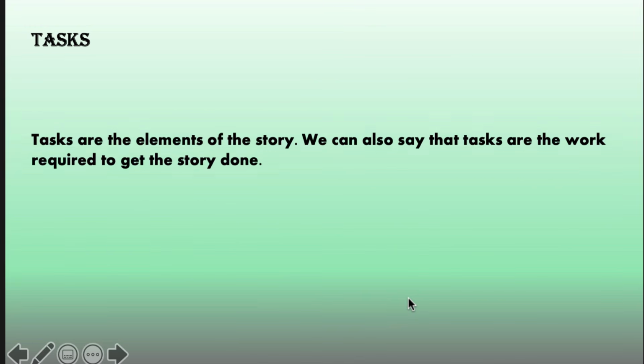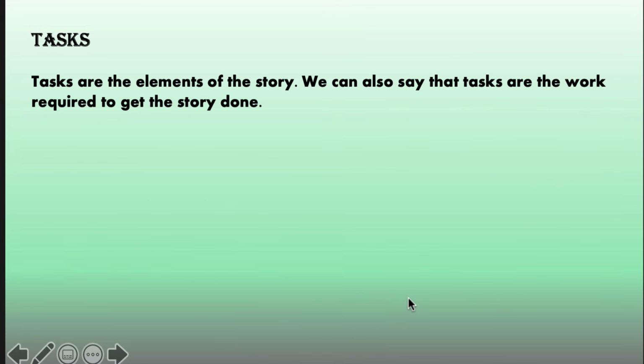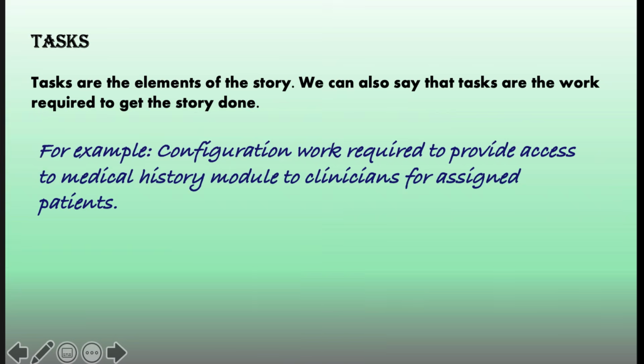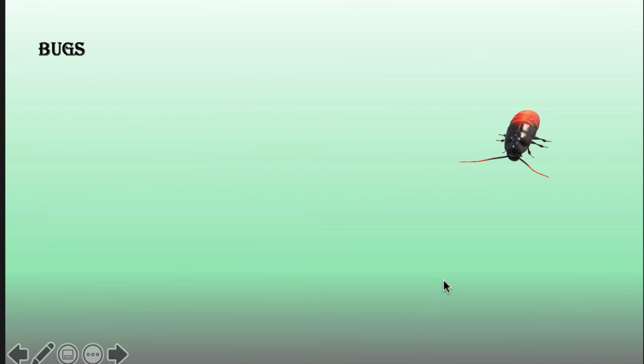Next is tasks. Tasks are the elements of the story. We can also say that the work required to get the story done is a task. For example, configuration work required to provide access to a medical history module to clinicians for assigned patients is one such example. Next are bugs.